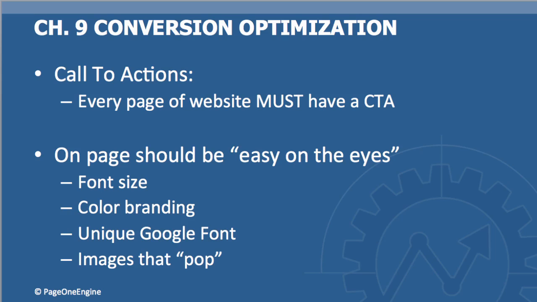Now, all on-page elements of the website should be easy on the eyes. And what I mean is you should have a really good sized font. You should have a good branded color on all the headers, H1 tags, all the footers, all that stuff. And you also should have a unique Google font. You can download the plugin WP Google Font and pick out a font that looks different than the standard Times New Roman and all that stuff. I use it for all my websites as well.